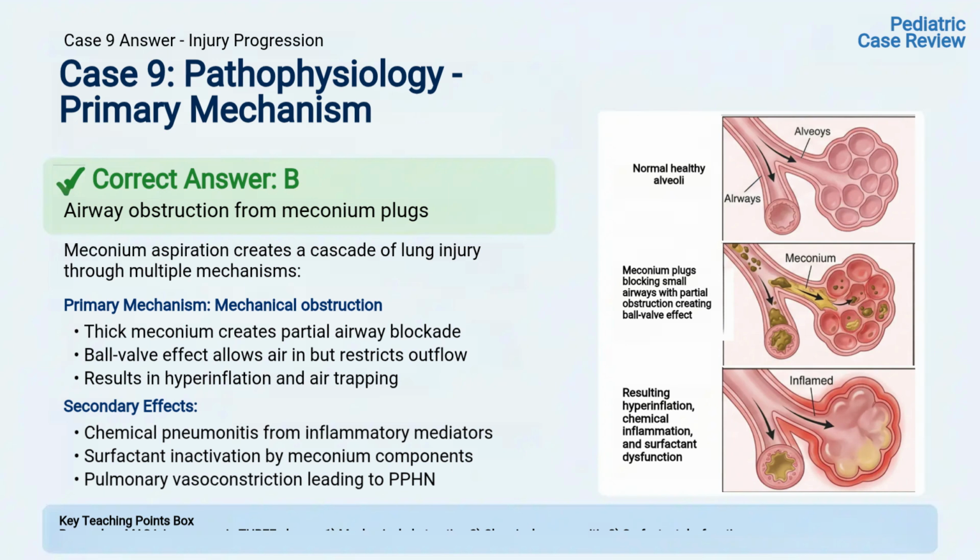Secondary effects include chemical pneumonitis from inflammatory mediators, surfactant inactivation by meconium components, and pulmonary vasoconstriction leading to persistent pulmonary hypertension of the newborn. A key teaching point: Meconium Aspiration Syndrome injury occurs in 3 phases. Phase 1 is mechanical obstruction. Phase 2 is chemical pneumonitis. Phase 3 is surfactant dysfunction. Understanding this sequence guides targeted management at each stage.